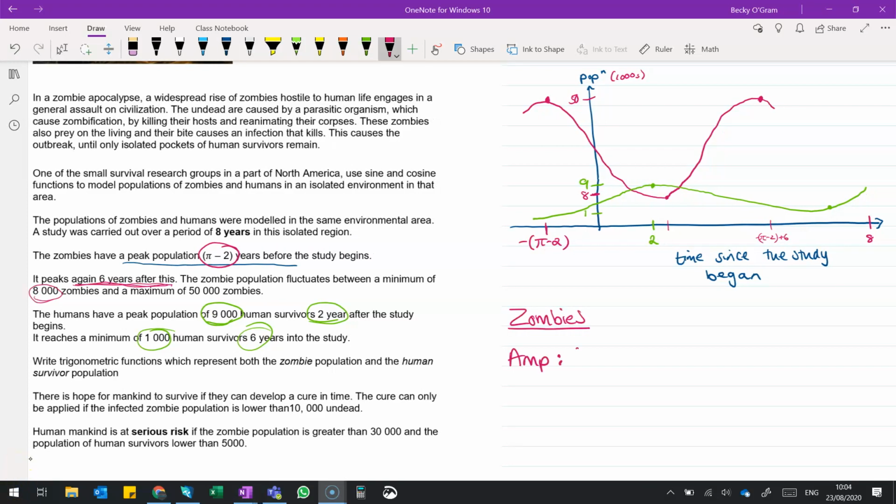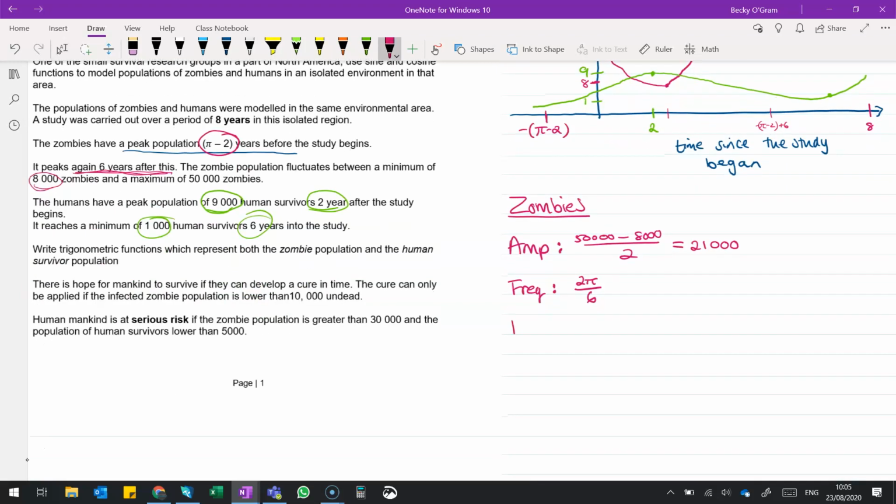So, starting with the zombies, our amplitude is 50,000 minus 8,000 over 2, which comes to 21,000. Then our frequency, that's 2 pi divided by the period. Well, our period was 6 years.